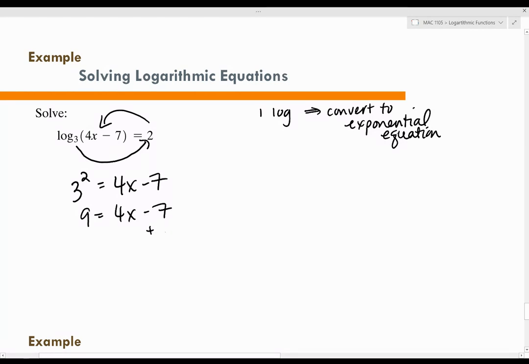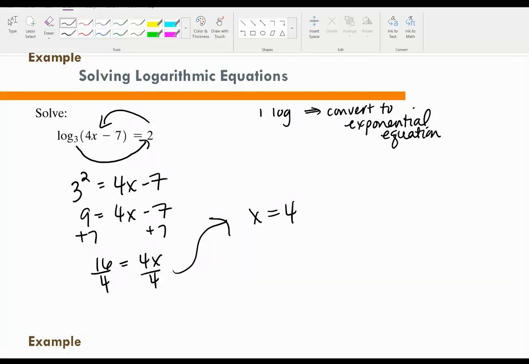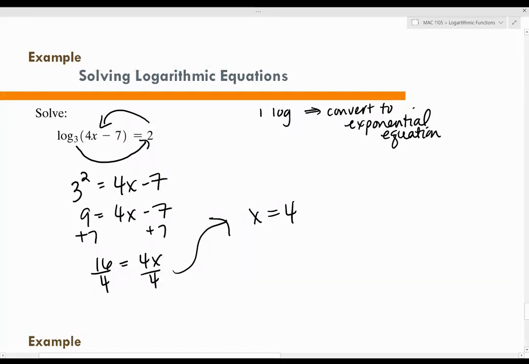So I'm going to add 7 to both sides. That's going to give me 16 equals 4x. And I'm going to divide by 4. So x equals 4. Now before I can accept this, anytime I'm solving a logarithmic equation, I have to check my answer. So I'm going to say log base 3 of 4, I'm going to plug in the answer I have, times 4 minus 7 equals 2.